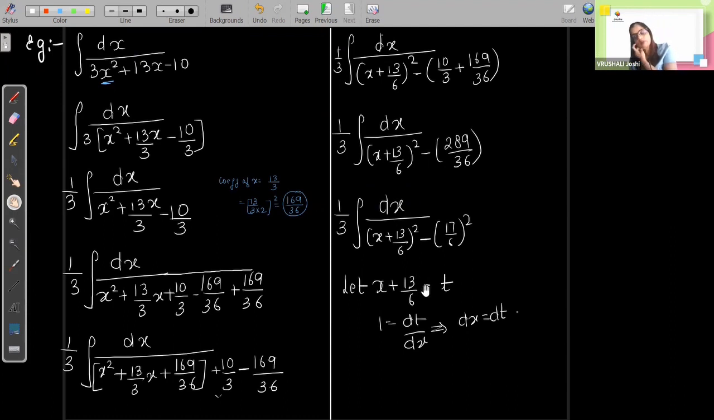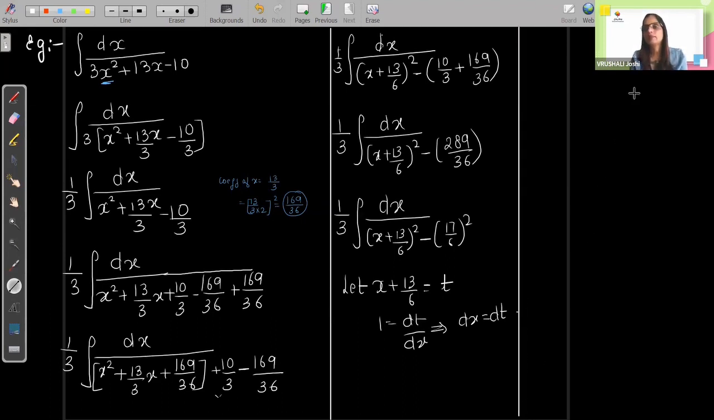Getting it? So what we are going to do here further? किसको किसको पता चल रहा है आगे क्या आ रहा है? Substitution लगा देना है. Correct? So what is that substitution going to be? This will be integration of dt by t square minus 17 by 6 the whole square. Correct? Formula तो हमारे पास है. Formula क्या आएगा? This is equal to 1 by 3. देखो फॉर्मूला हमको पता है क्या है.